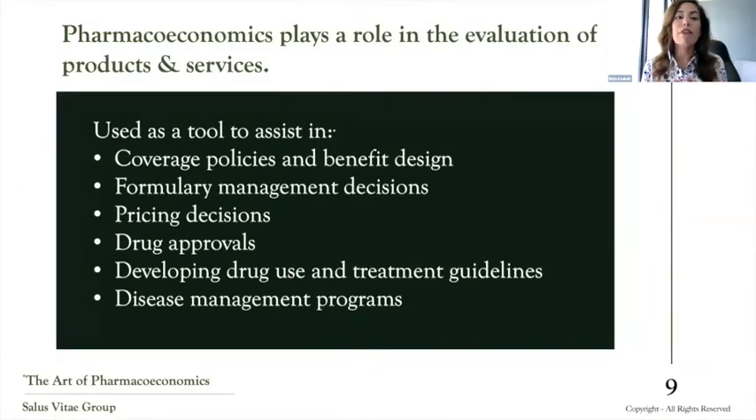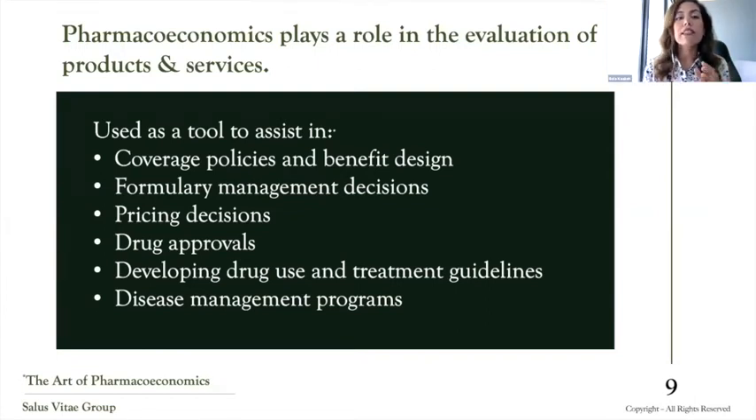Now, when we think about pharmacoeconomics in general, where does it play a role? Where do we see it used? Now, the pharmacoeconomic analysis is not the be-all, end-all, meaning it's not one thing that you are using for all of the decisions you have. It is really a tool that is used in several different areas, such as coverage of policies and benefit design, formulary management, pricing decisions, the drug approval process, developing drug use and treatment guidelines, as well as disease management programs.